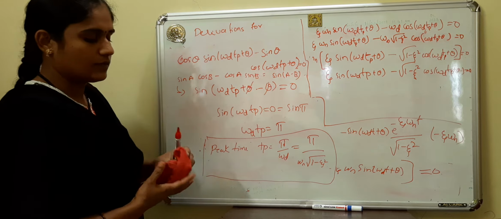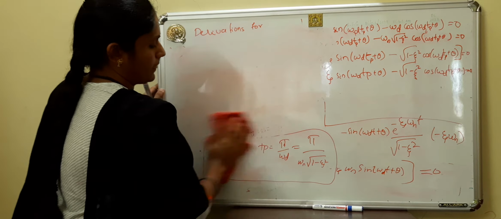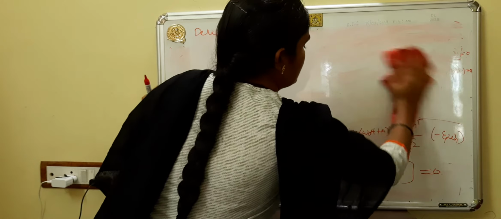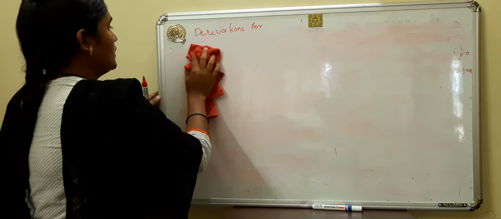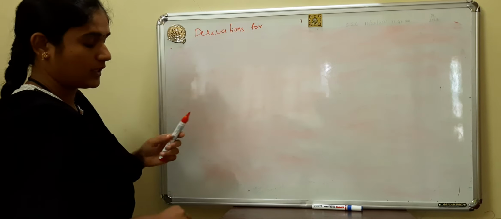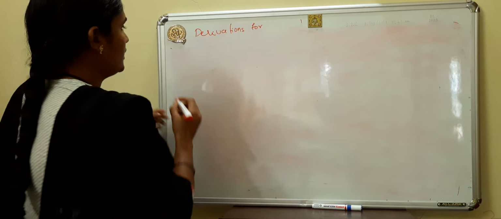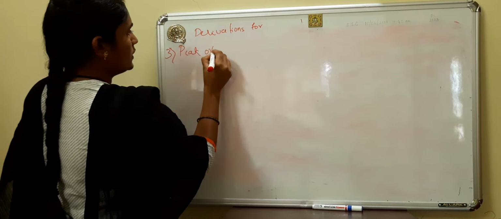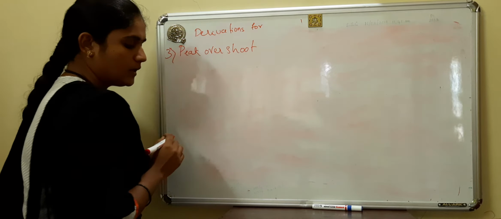Next, we will see peak overshoot. These are the formulas they may ask in the exam, that is derivations, or they can give problems. By using these formulas we can solve those problems. Next, the third one is peak overshoot.